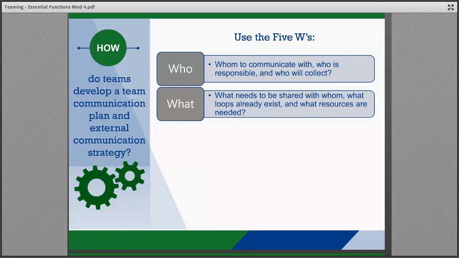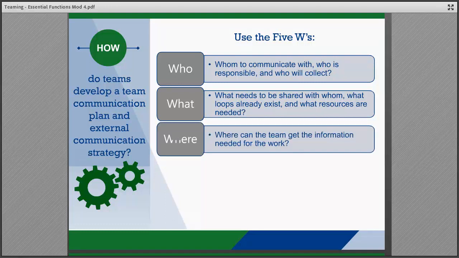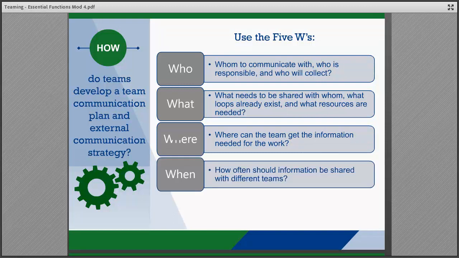What? What information needs to be shared and with whom? What information feedback loops already exist or need to be created for the team to use? What resources will the team need to stay informed? For example, electronic shared workspace or email systems? Where? Where can team participants obtain the information they need for their work? When? How often should information such as team progress reports be shared, and to whom?